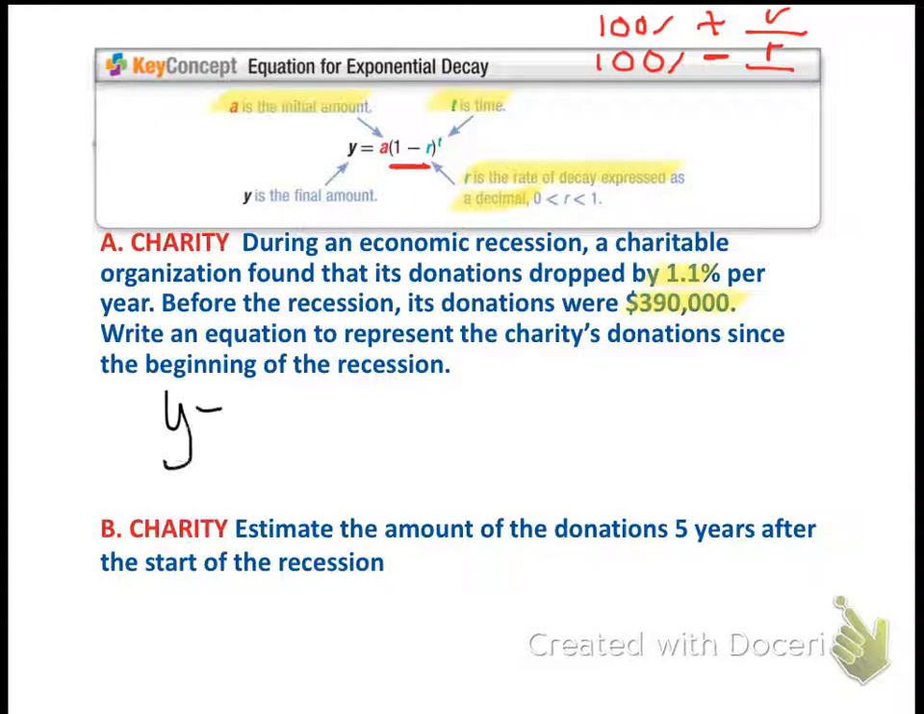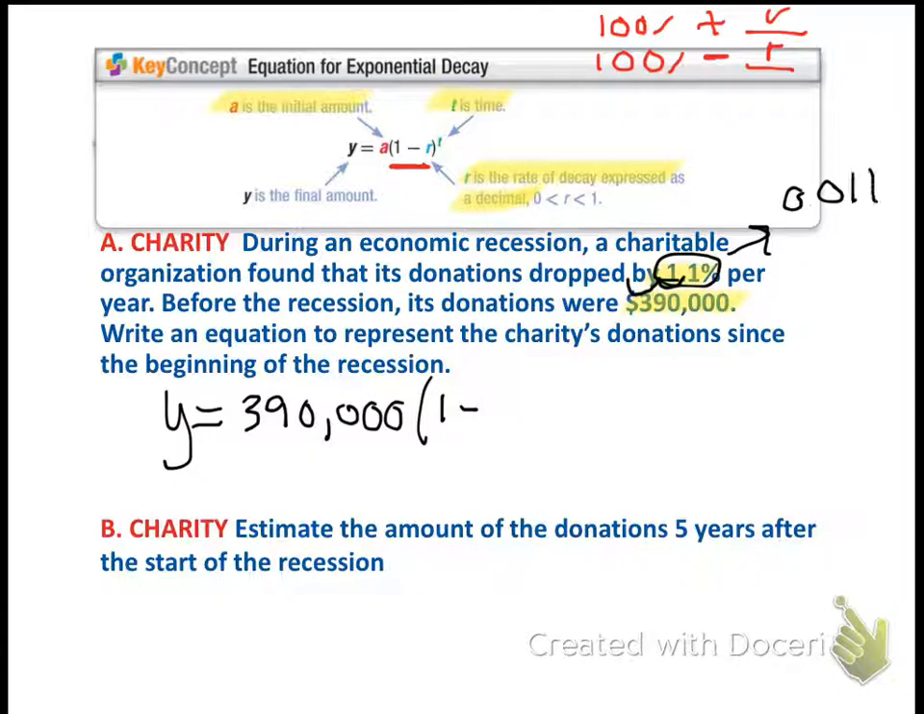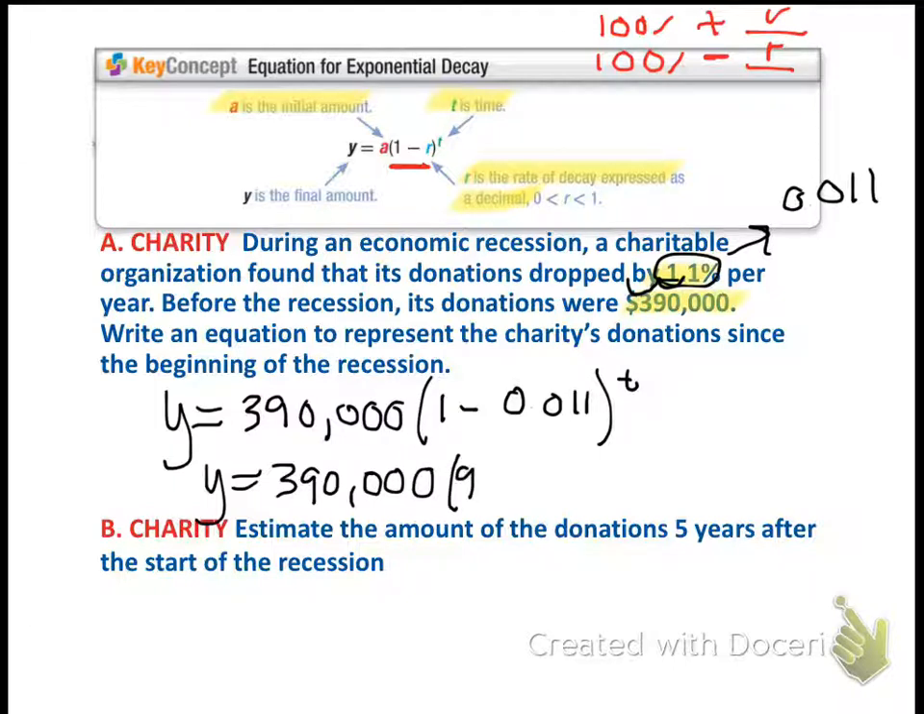So it's going to be y equals A, the initial amount, 390,000, times 1 minus our rate, written as a decimal, which would be 0.011, to the t power. Now I'm going to simplify that. I'm going to do 1 minus 0.011, and that gives me my rate that I'm going to use. 390,000 times 0.989 to the t power.